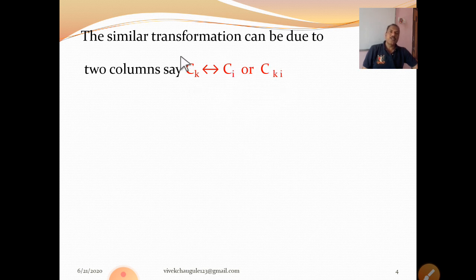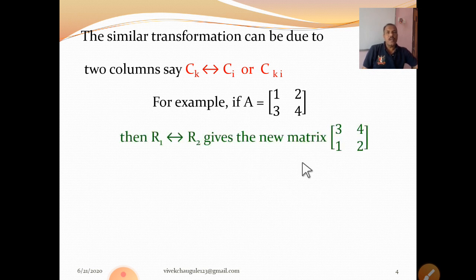These notations have the same meaning, that is, interchange of kth and ith column. Okay, now take an example. Suppose A is the matrix 1 2 3 4, and the transformation given is R1 interchange R2, then we get the new matrix 3 4 1 2. The horizontal line is the row, this is the first row, this is the second row, and we have to interchange the first and second row, and therefore we write here 3 4 and 1 2.